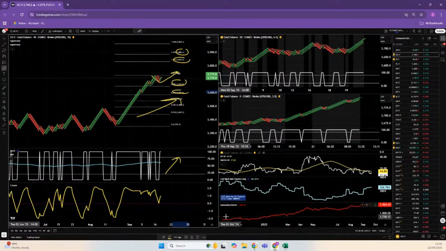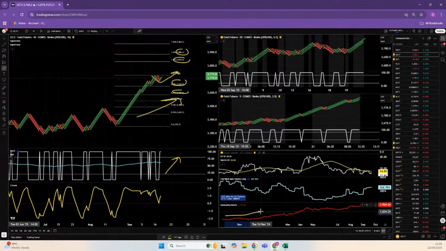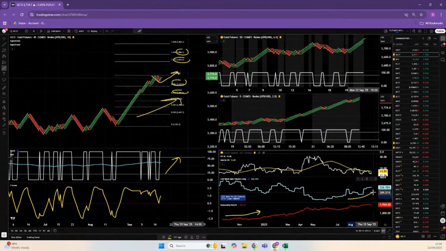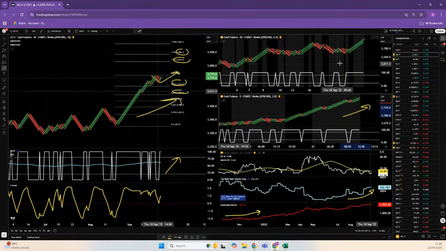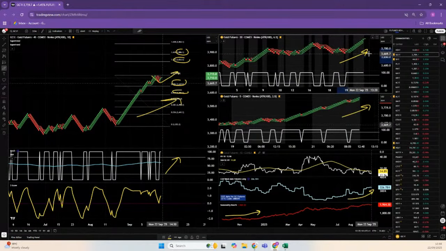Seasonality wise, it used to be more seasonal gold. If you go back 10-20 years, it's all very bullish there. The large speculators also picking up once more, and in the short and medium term also looking bullish. So gold remaining a hot one there.